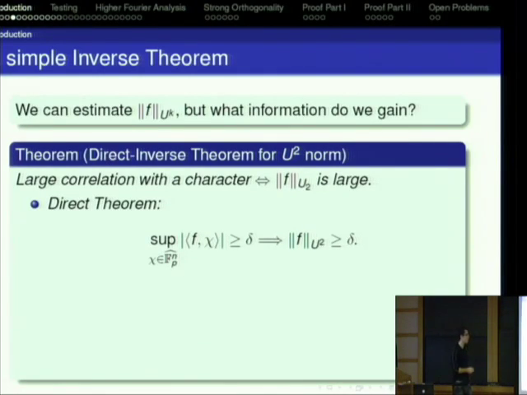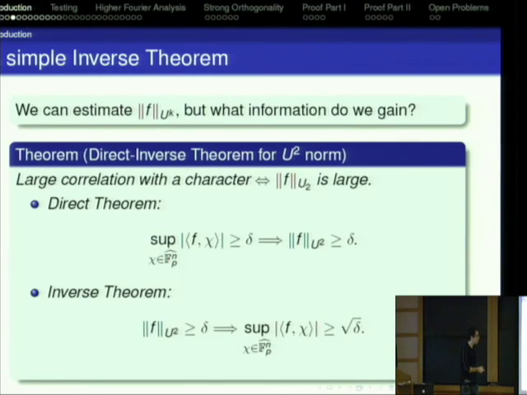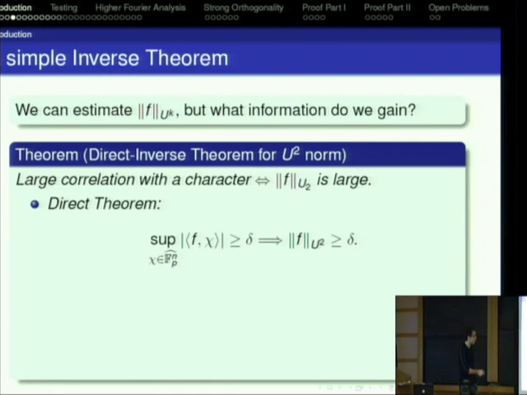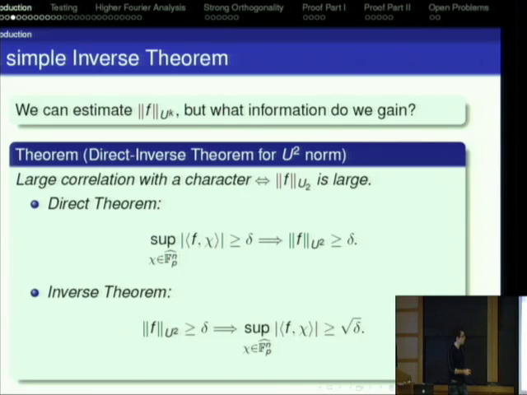So it has two directions. One I call a direct theorem, which says that if your function f correlates with a character, if the correlation is at least delta, then the U2 norm is at least delta. And there is the inverse theorem, which says that the opposite is also true, but with different parameters. So if your U2 norm is larger than some constant delta, then there is a character such that the correlation of your function with it is at least square root delta.